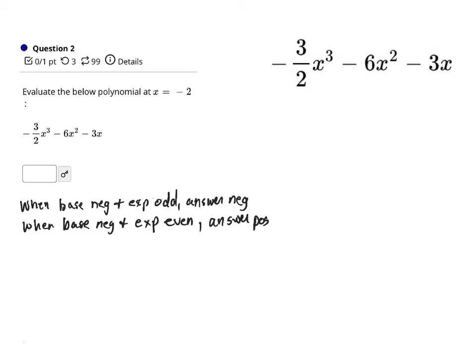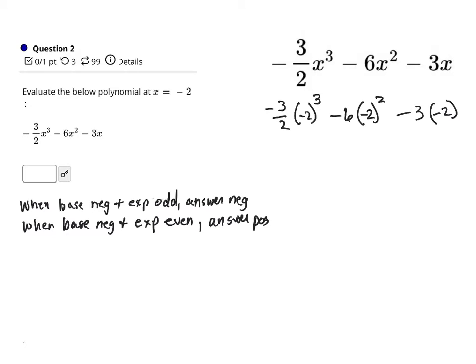We're going to evaluate the polynomial by replacing the x with negative 2. So we have negative 3 halves times x cubed, which would be negative 2 cubed. Then negative 6 times x squared, where x is now negative 2 squared. Minus 3 times x, which is negative 2.